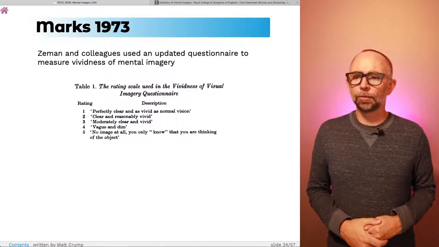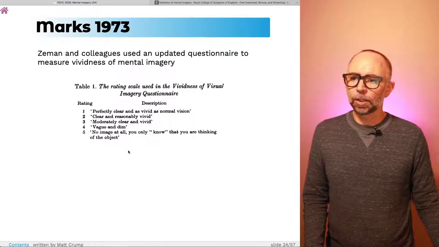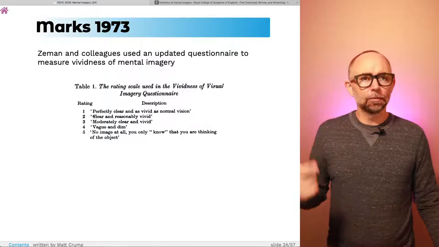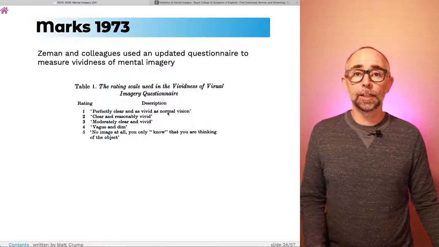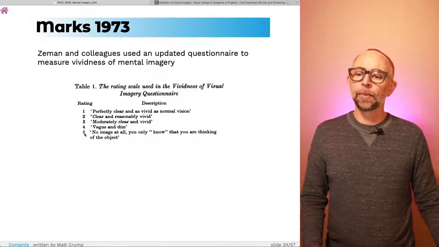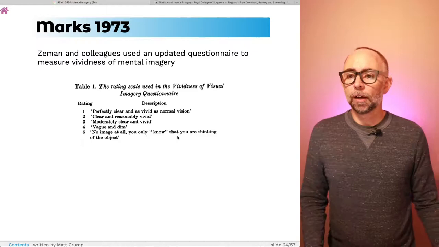So here's part of the rating scale for Marks's questionnaire. People would imagine things and then give a rating from 1 to 5. If they could imagine the things perfectly clear and as vivid as normal vision, they give it a 1. They give it a 2, 3, or 4 for things in between. And a 5 is no image at all. You only know that you are thinking of the object.